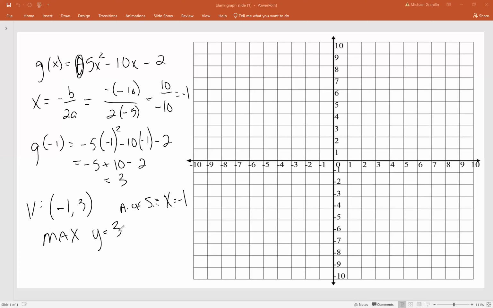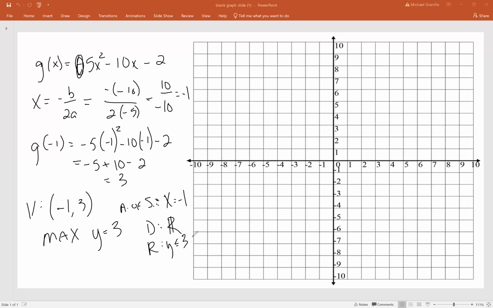We could also use that information to find the domain and range. The domain would be all real numbers. The range would be y is less than or equal to 3. How do I know it's less than or equal? Because it's a maximum. 3 is the max. It's the biggest number that is going to be on the graph. So the range has to be everything below that.